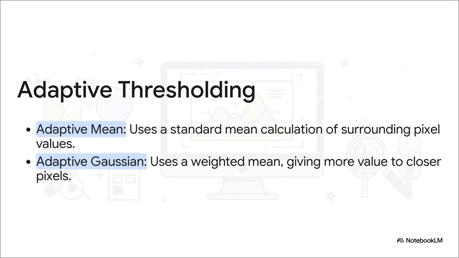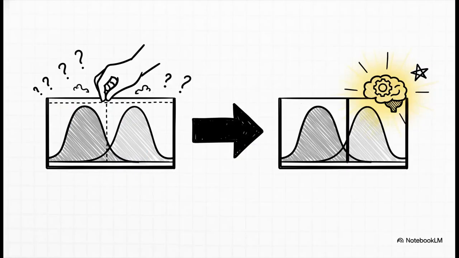And there are a couple of main flavors of this. Adaptive mean just takes a simple average of the pixels in that little neighborhood to set its threshold. Adaptive Gaussian is a little more sophisticated. It calculates a weighted average. It says, hey, the pixels closer to the very center of this neighborhood are probably more important, so it gives them more influence. Either way, both are a huge leap forward. But what if you didn't even have to guess at the settings?